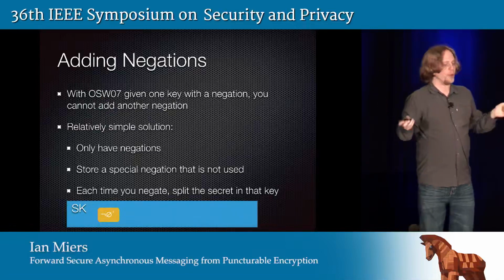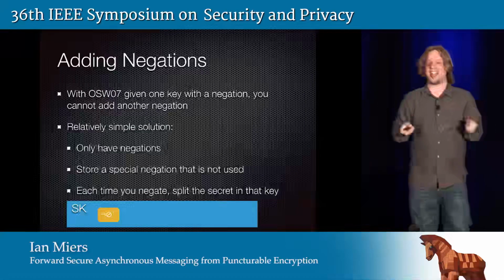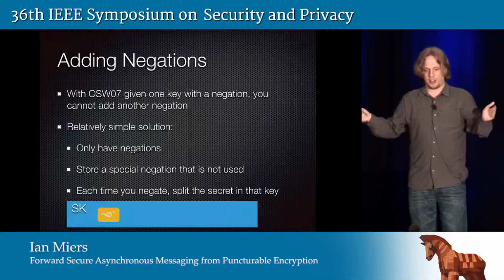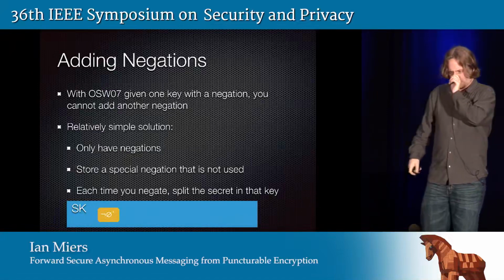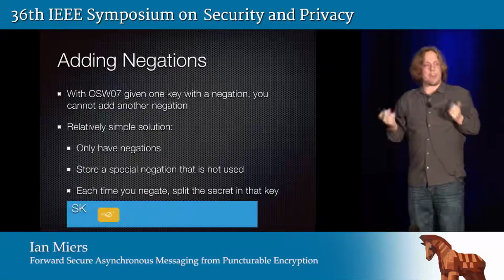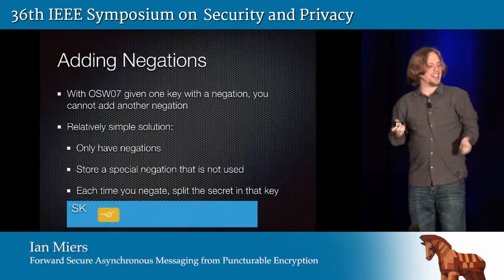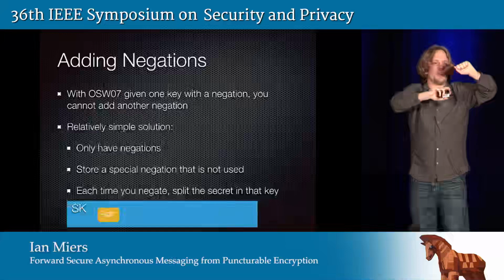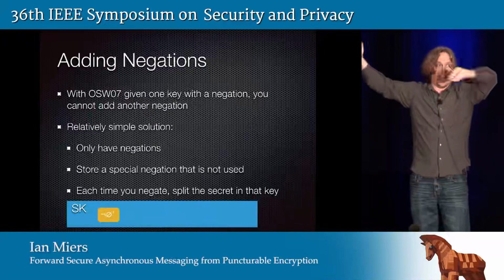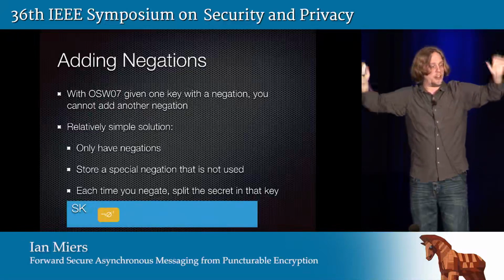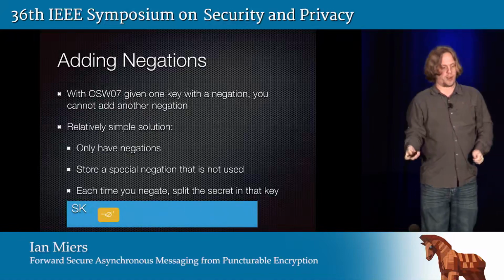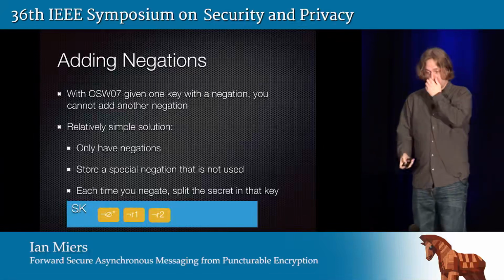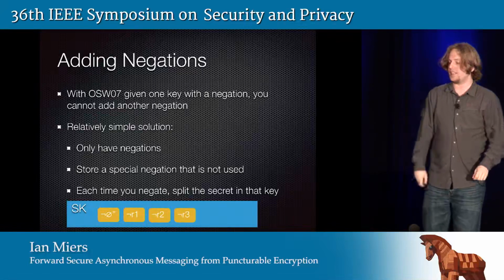And the second thing you have to do is store a special negated key that's not actually used. We call this the null tag, right? You will never tag a message with this, but you have to have it in your crypto system. And so what happens is every time you get a message, you take the existing negated key that you have, and you split the secret in that into a negation for the message you got and a new version of this negated null tag, right? And then when you get another message, you just repeat this process. And you keep updating the null tag, and you add these new negations. So this works quite nicely.